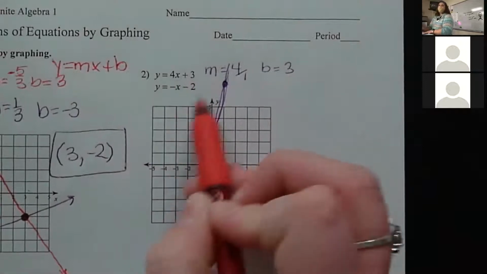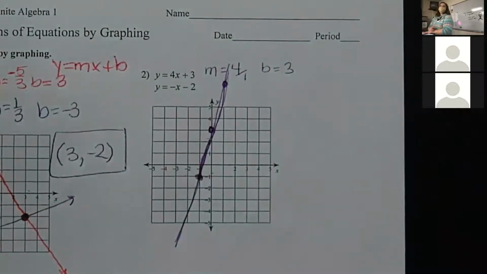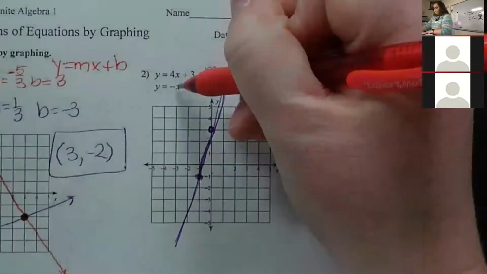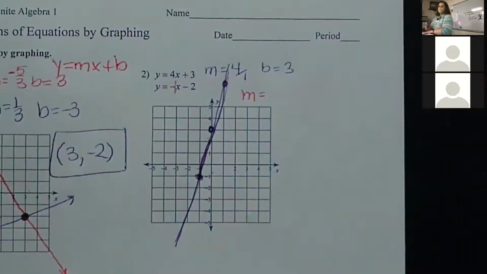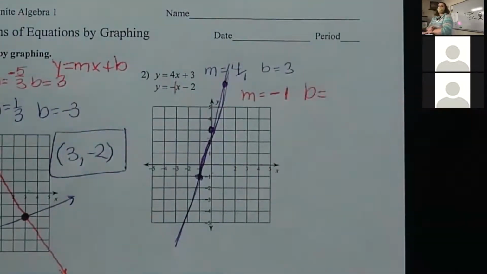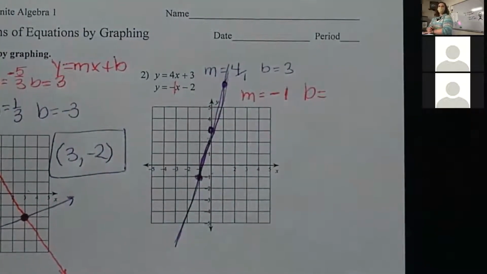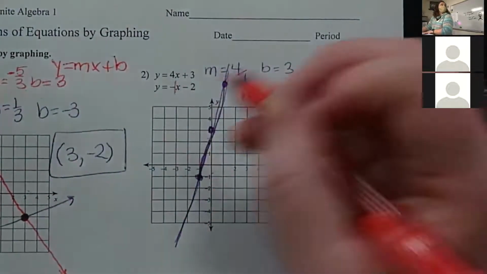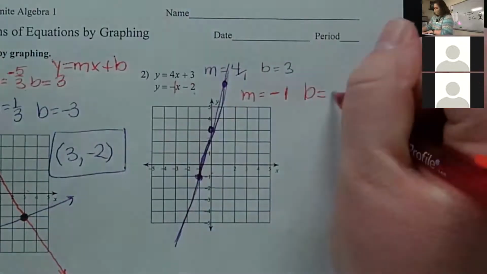Is this in my favorite form? Yes. What's my m? -1. Remember, there's an invisible 1 in front of that x. So it's a -1. And then what's b? b is what? Try again. -2.